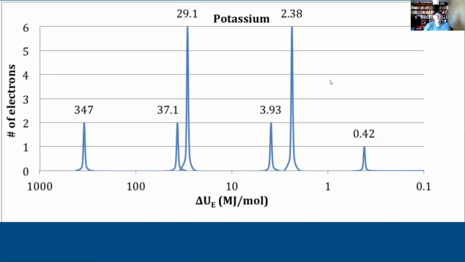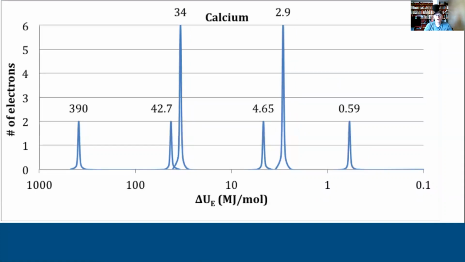Calcium compared to potassium does the same thing once again. You'll notice that all of the peaks once again still shift to a higher energy, and we now have 2 electrons in that last energy cloud of 4s2.